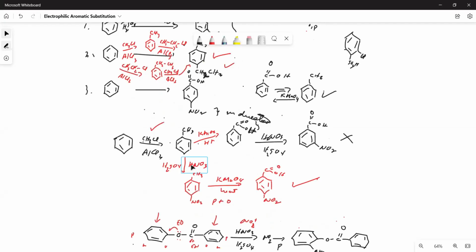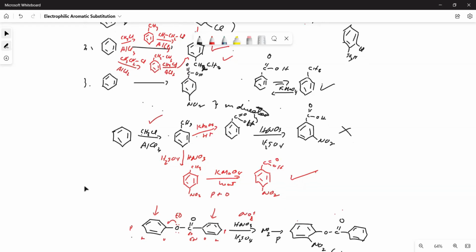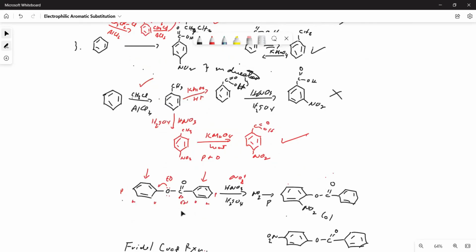Here. You nitrate it first. Because methyl is an ortho-para director, then when you nitrate, the NO2 will be at the para. Okay? It can also be at the ortho. At least one of the products is para, so that's fine. And then you oxidize. So when you oxidize this one, then you have now the target product. Okay? So there. Now, analyze this one here.